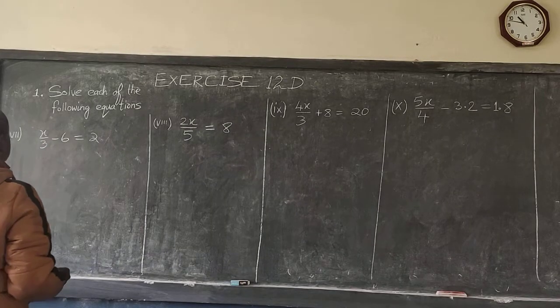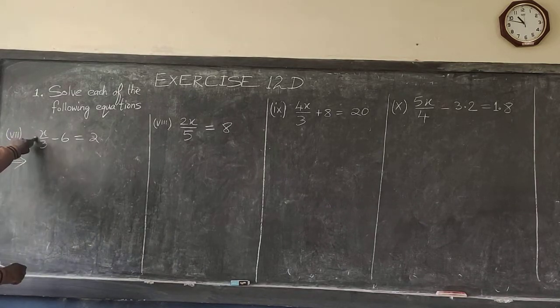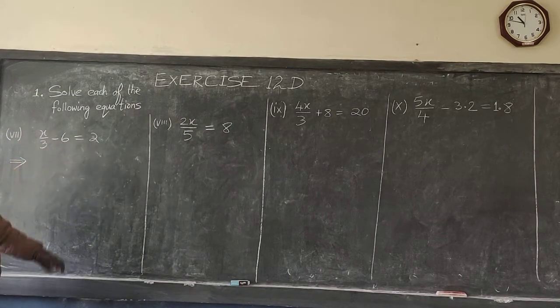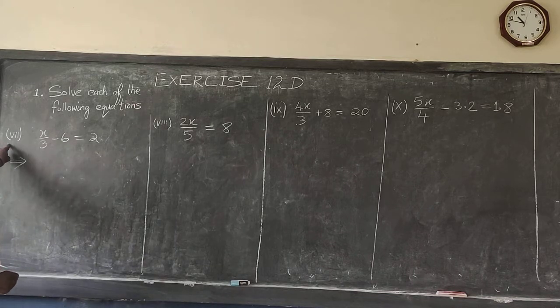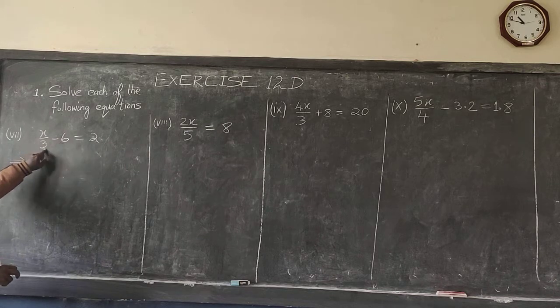Okay. Question number 7 now. x by 3 minus x equals to 2. It is same like question number 6. Same pattern, only the variables and the numbers are different. Alright. So which is the farthest constant? Minus 6, as 3 is nearer to x. So we will start our operation with minus 6.